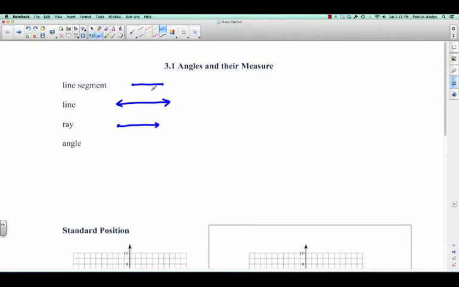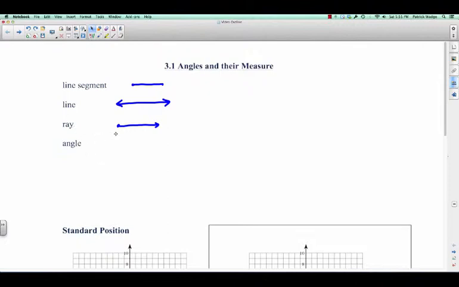Of course, I'm drawing everything horizontally here, but it could be in any direction, right? I could have a line that goes like this, or a line segment that goes like that, or a ray that goes like this, or whatever. So I'm just giving you examples over here, but they can certainly look a lot different than this. Okay, and so that brings us to an angle.